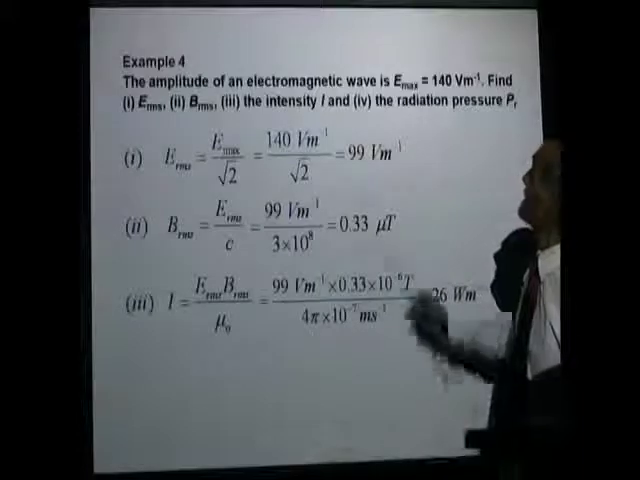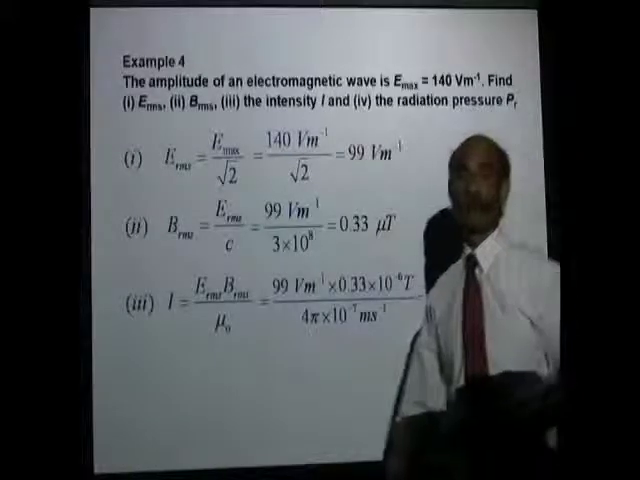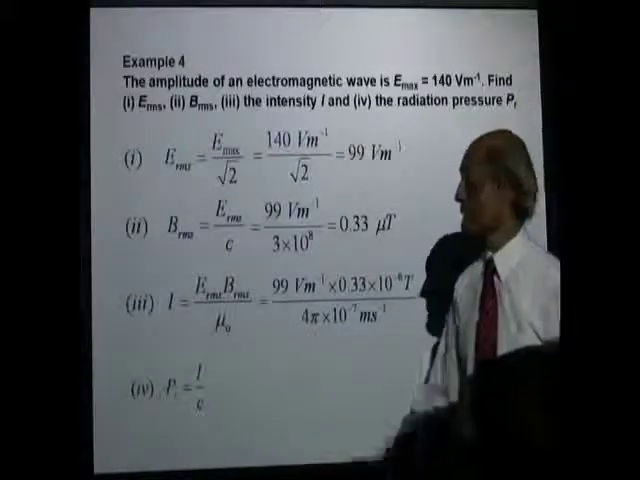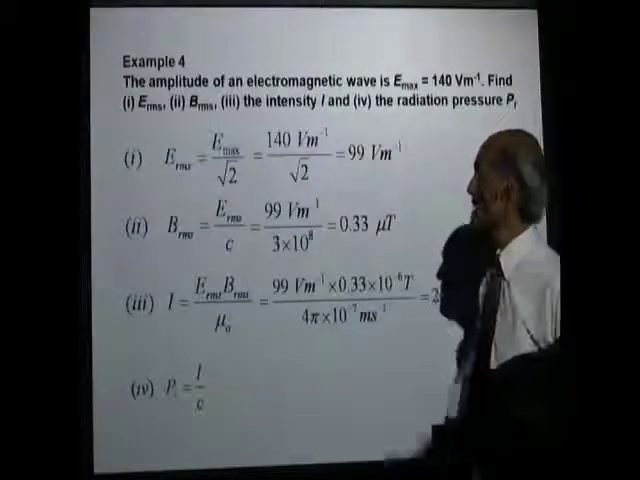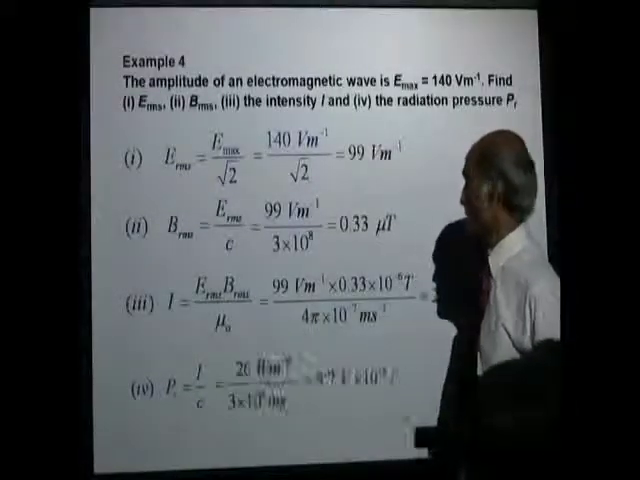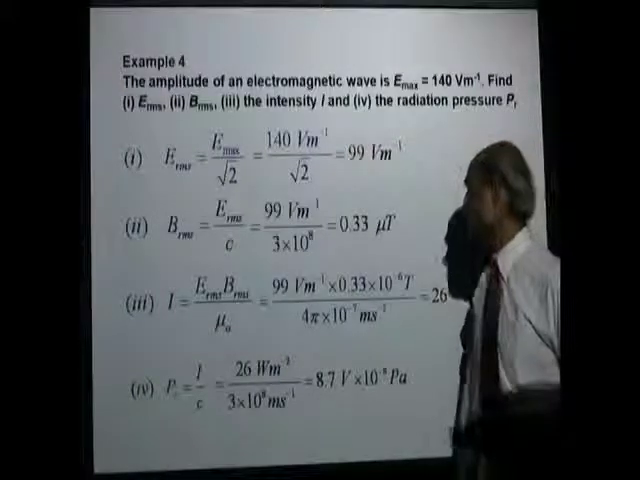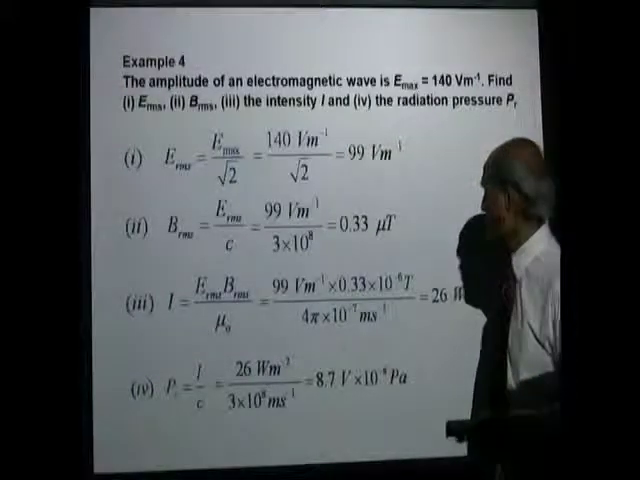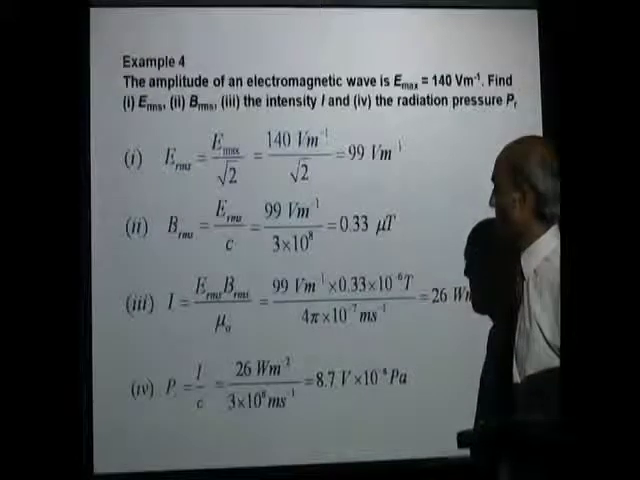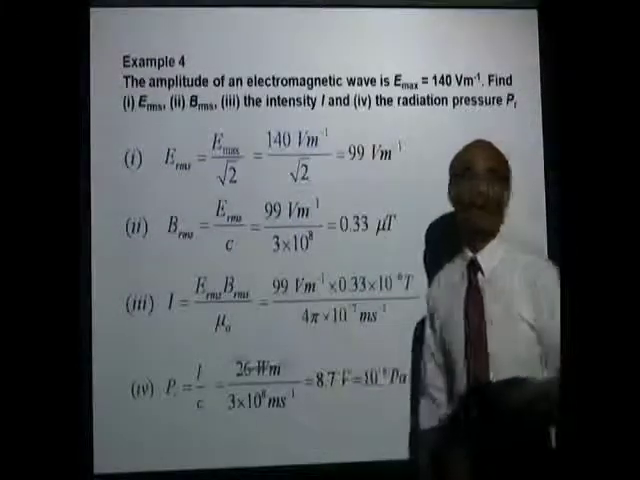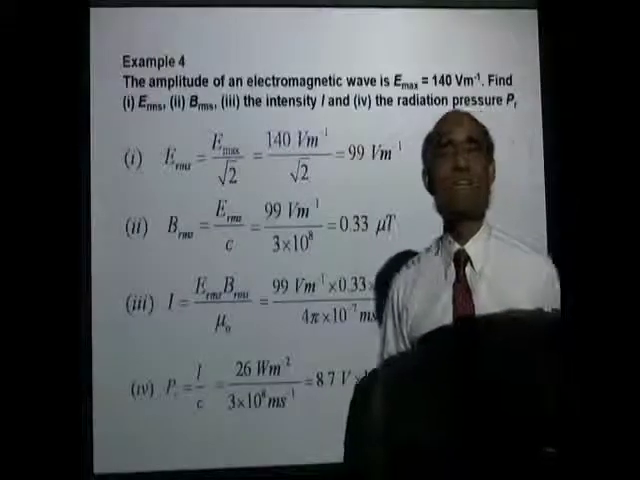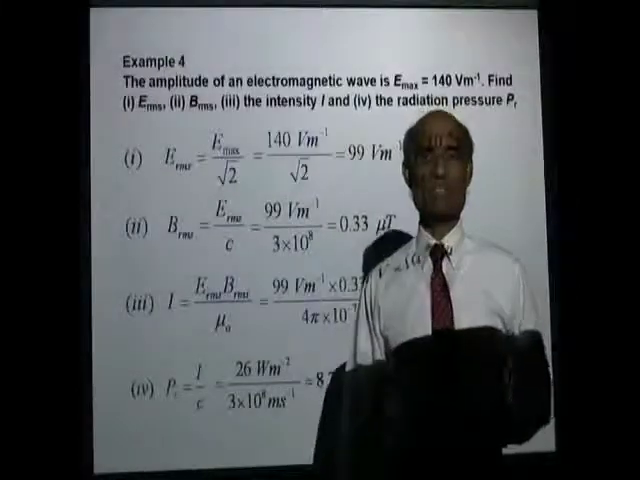And what else do we need? The radiation pressure. Well, we have the radiation pressure P sub R equal to I over C. We have I and we know C. That is 8.7 times 10 to the negative 8 Pascal. Well, simple problems, but you must be able to recall all these equations.